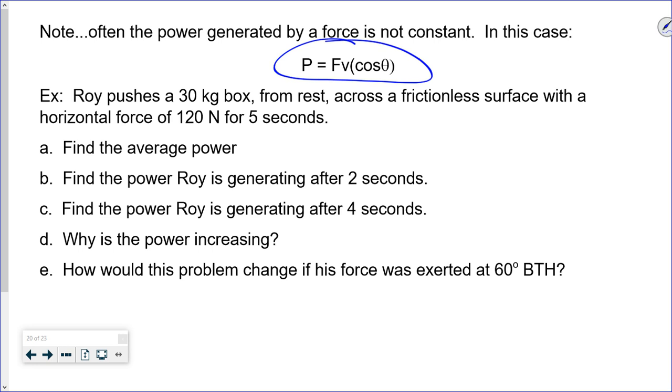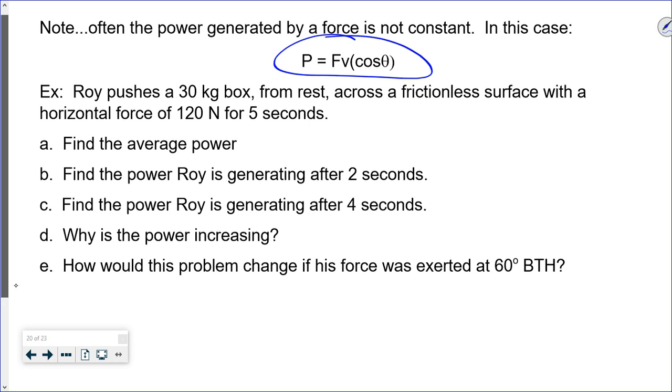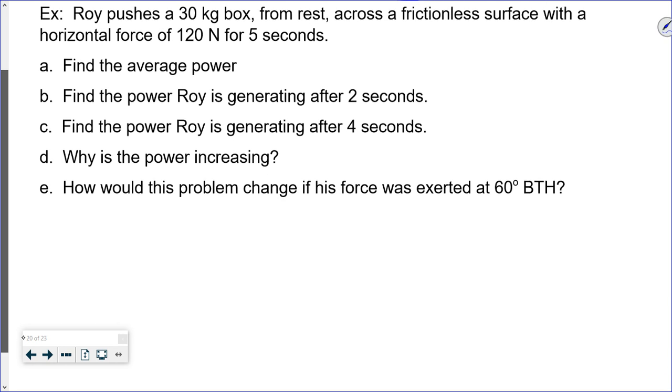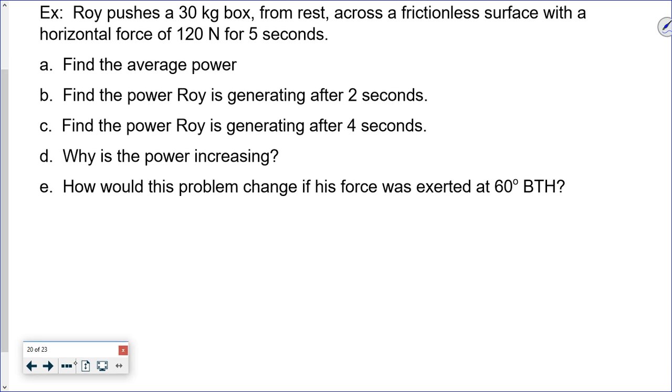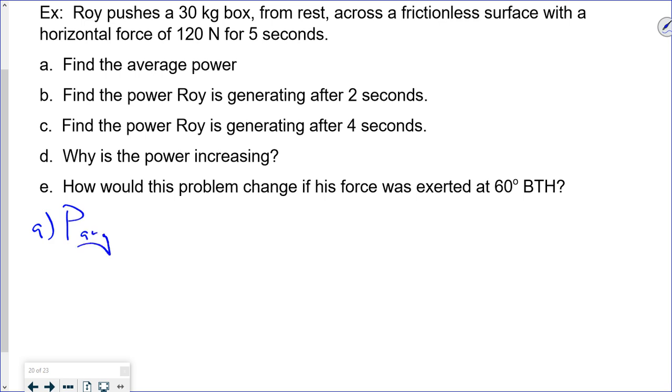All right, so in this example, Roy's going to push a 30-kilogram box from rest across a horizontal frictionless surface with a horizontal force of 120 newtons for 5 seconds. Part A wants us to find the average power. So for part A, P average is the work that we did divided by the time.